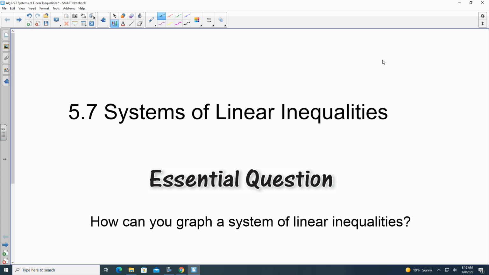Linear inequalities are solved by graphing, and you're still doing that shading like we did in 5.6, but there's going to be a more detailed shading which is going to satisfy both inequalities.